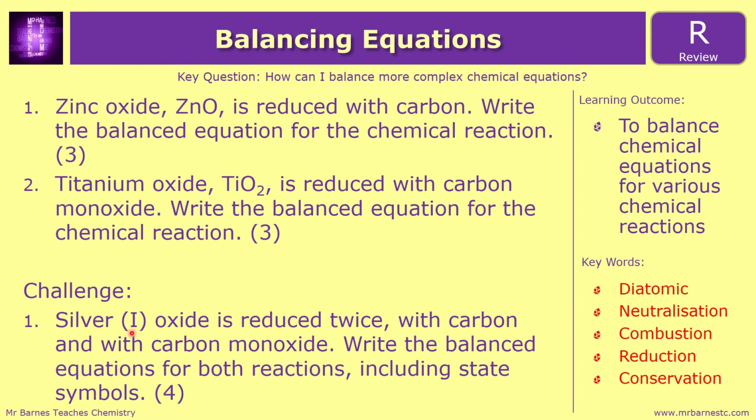So start by working out the formula of silver oxide. Remember, that will be Ag+, and then you're doing 2 reactions, silver oxide plus carbon, and then your second one is silver oxide plus carbon monoxide. Your products will be the same in both, your balancing will be different. That brings us to the end of this video.